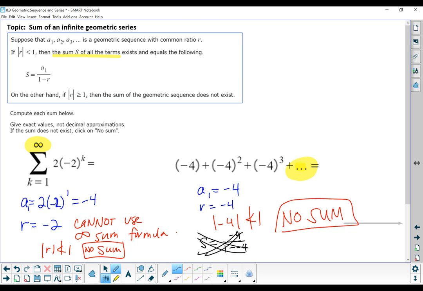This formula only works if the common ratio is between negative 1 and 1.